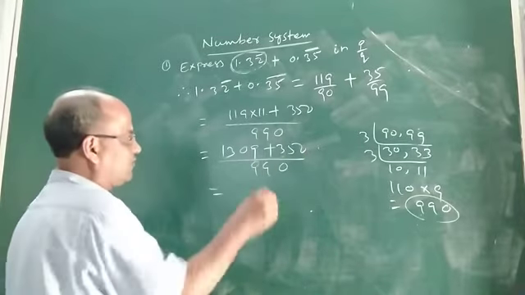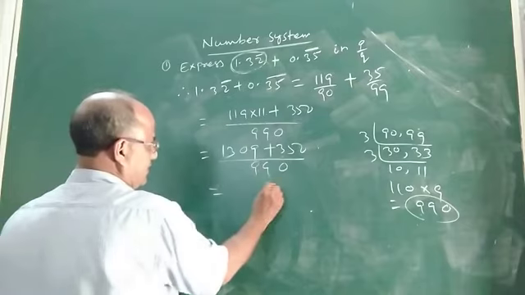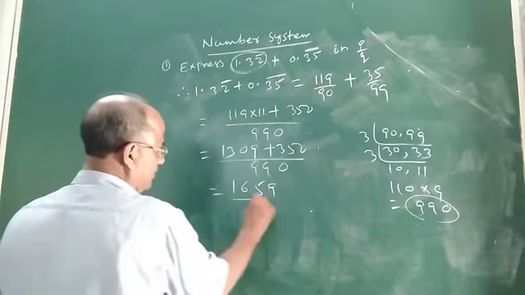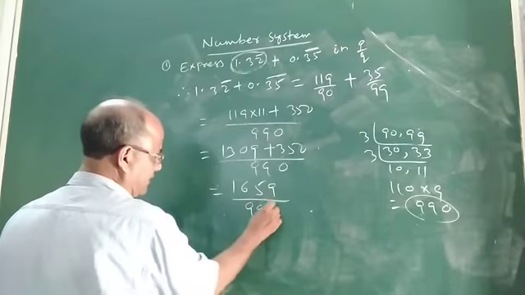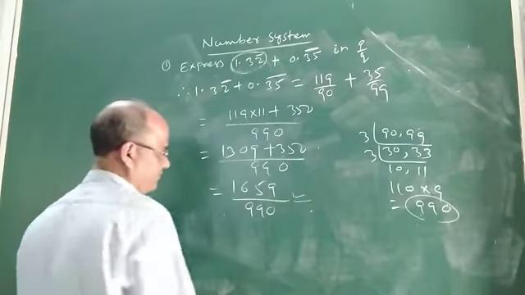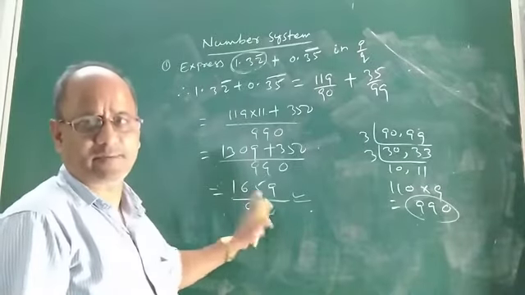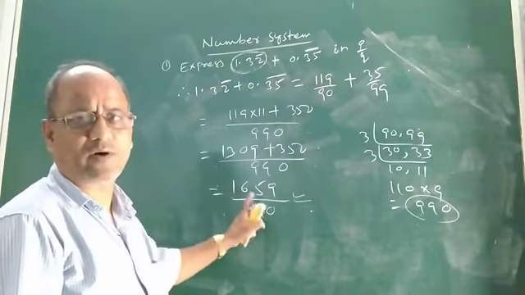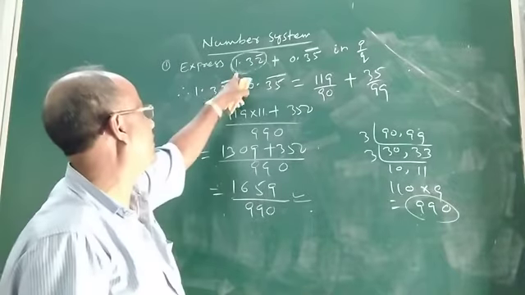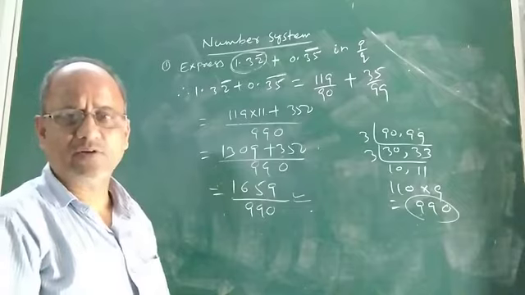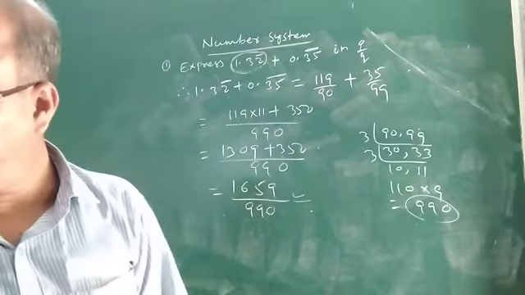Okay. So now you do the simplification. 0 plus 9, 9, 5, 3 plus 3, 6. It is 1659 by 990. So this will be the required P by Q form of 1.32 bar plus 0.35 bar. Okay. So in this way you will find the answer.